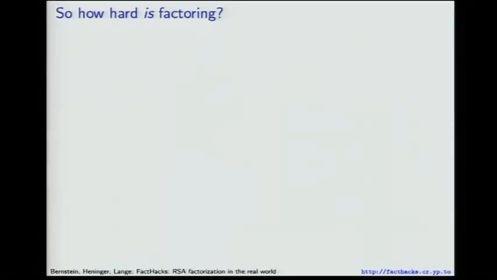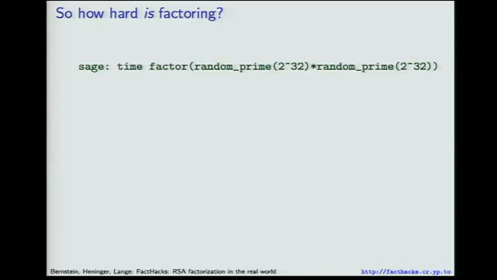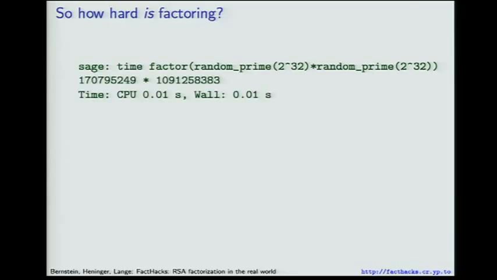So the question is, how hard is factoring, since factoring is the best way that we know to break the most commonly used public key crypto system on the internet? Well, I showed you some examples before where Sage had this helpful little factor function. So how well does it work? How long do people think this takes? Two 32-bit integers multiplied together. I heard a couple seconds. 0.01 seconds. This is on this computer.